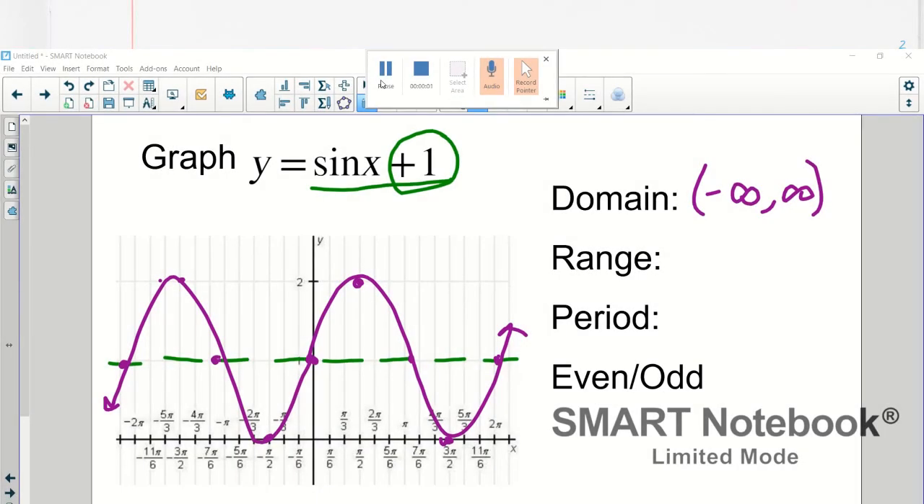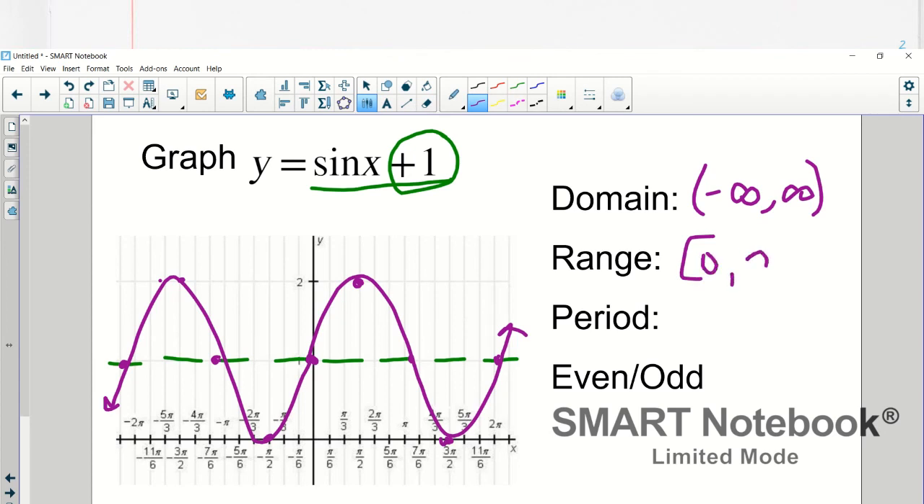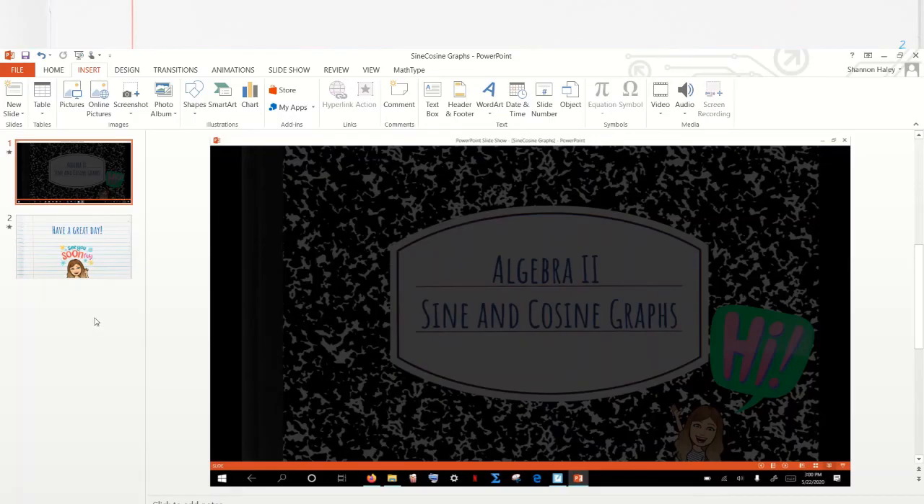Sorry about that, that just cut off, but the range is now, instead of negative 1 to 1, going to be 0 to 2. Our period hasn't changed at all, hasn't stretched horizontally, so it's 2 pi. And then this is going to be neither odd. Actually, no, it is going to be odd. Sorry about that.